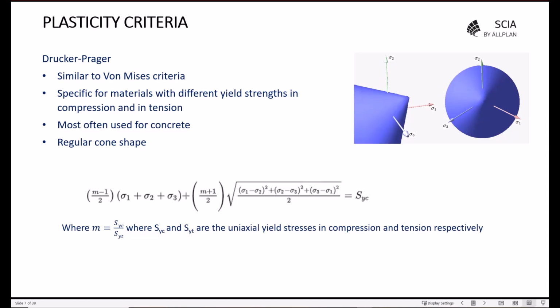We can see below the formula where M is SYC divided by SYT, where SYC and SYT are the uniaxial yield stresses in compression and tension respectively. The formula is reduced to the von Mises formula if SYC is equal to SYT, hence the equivalence between the two models.